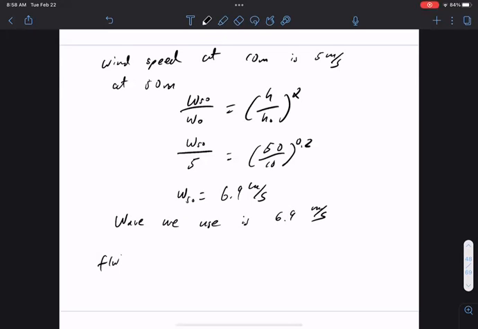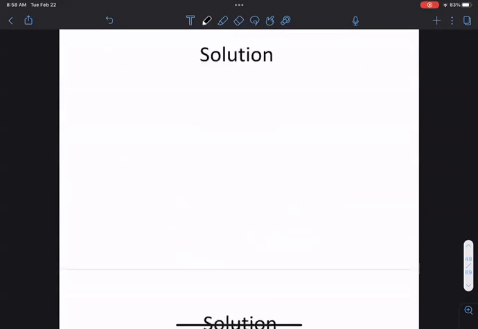And then your distribution is something like this, so we're just going to plug things in: 6.9 squared, e to the minus pi over 4. Okay, so this is our distribution. And then what we want to compute is the average power that is consumed.